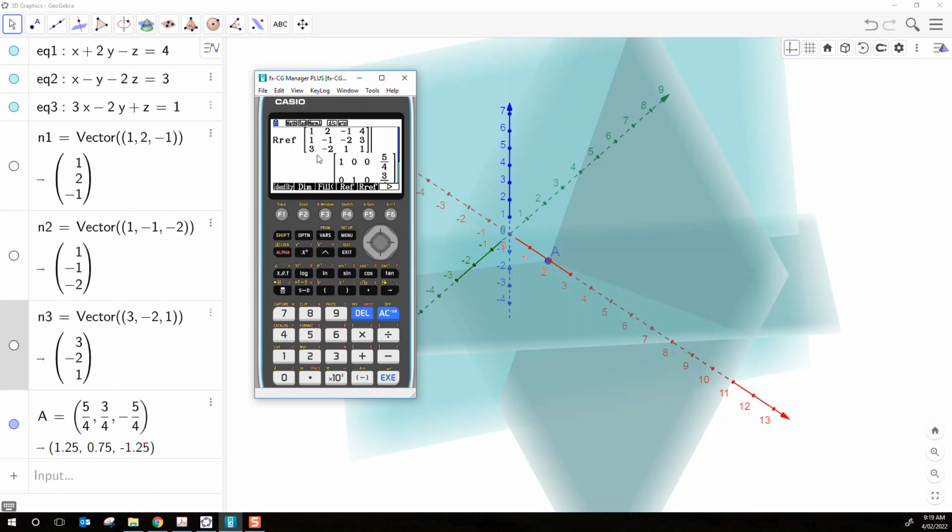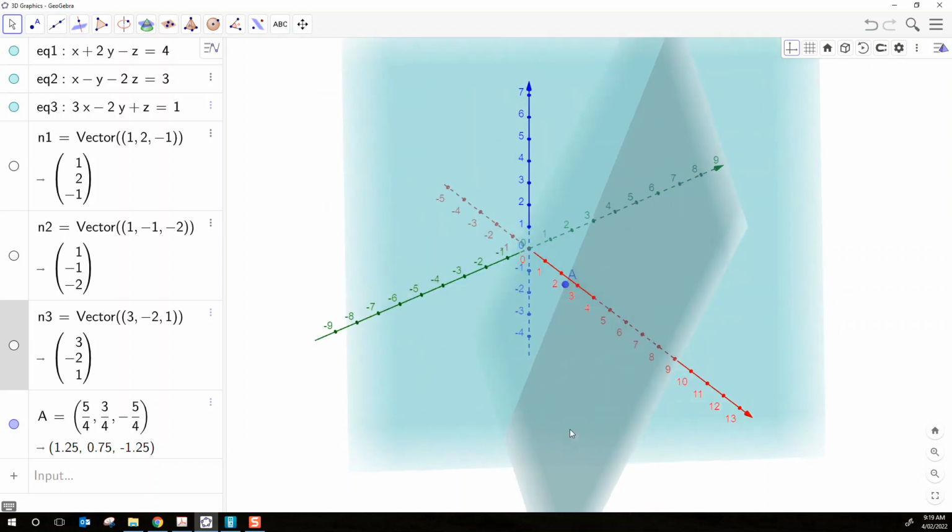Let's take a look at the augmented matrix, and when I perform reduced row echelon form, there it is. Look at that lovely identity matrix there, and these are our constants. So the unique solution to the system of equations gives me that x equals 5 over 4, y equals 3 over 4, and z equals negative 5 over 4. That's how I knew the values to type there for point A.